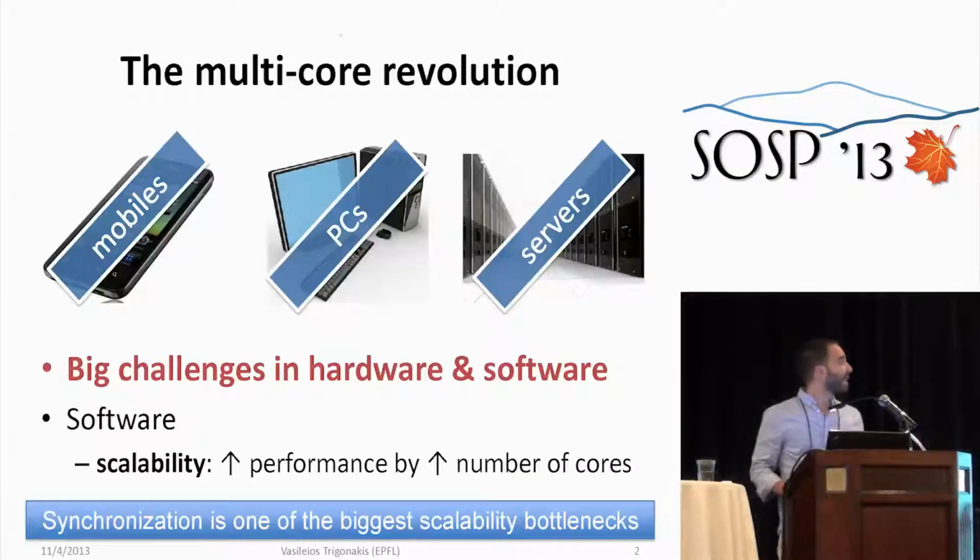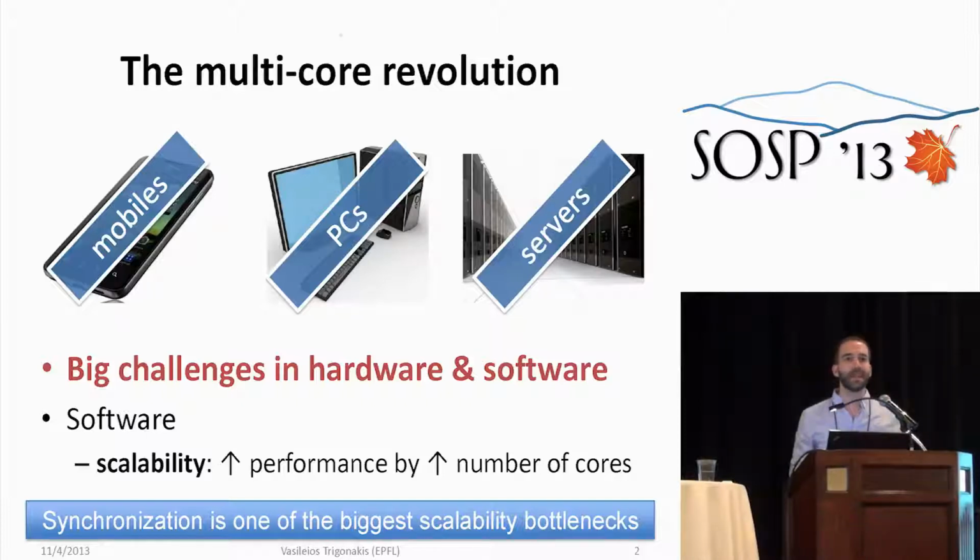So unless you have been hiding in the desert, you have heard about the multi-core revolution. This means that nowadays in pretty much every device, be it a mobile, a laptop or a PC, or of course a server, we have a multi-core processor. And as you all know, multi-cores brought very big challenges in the design of both hardware and software. And in software, one of the biggest challenges is the need for scalability.